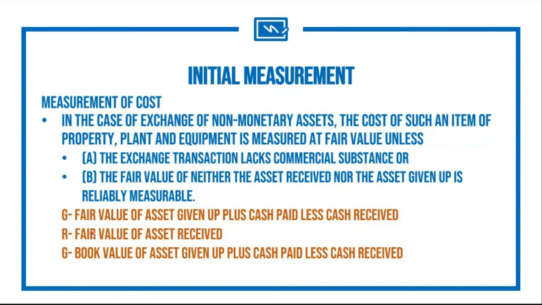Okay? And if this is not available, then you go to the last item, which is you're going to base the amount or the cost of the PPE that you acquired on the book value of the asset that you gave up plus the cash that you paid less cash that you received. Okay? If there is no commercial substance, then you ignore the fair values. You simply go to the book value. The reason is because since there is no commercial substance, then the values of the two assets that were exchanged are basically the same. So that's how it's going to work.